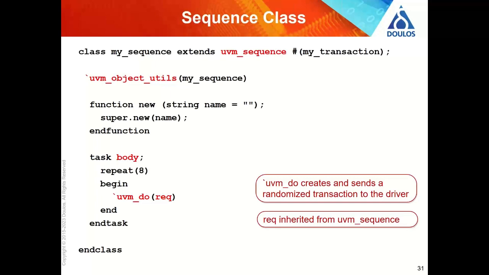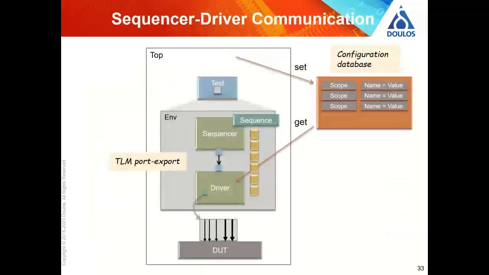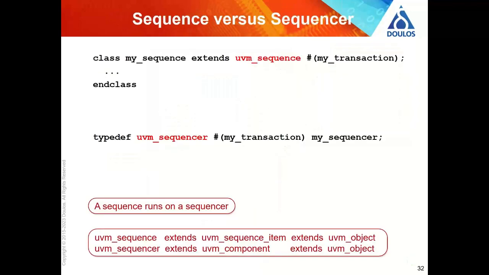Okay, so we've got a sequence. How is that sequence actually going to get connected to the driver? To run the sequence, we need a sequencer. The sequencer is a UVM component, and there's a UVM sequencer base class, and in this case that's sufficient to use. We don't need to create a custom class here. We're just going to create an instance of UVM sequencer that works with my transactions. So we can use that off the shelf.